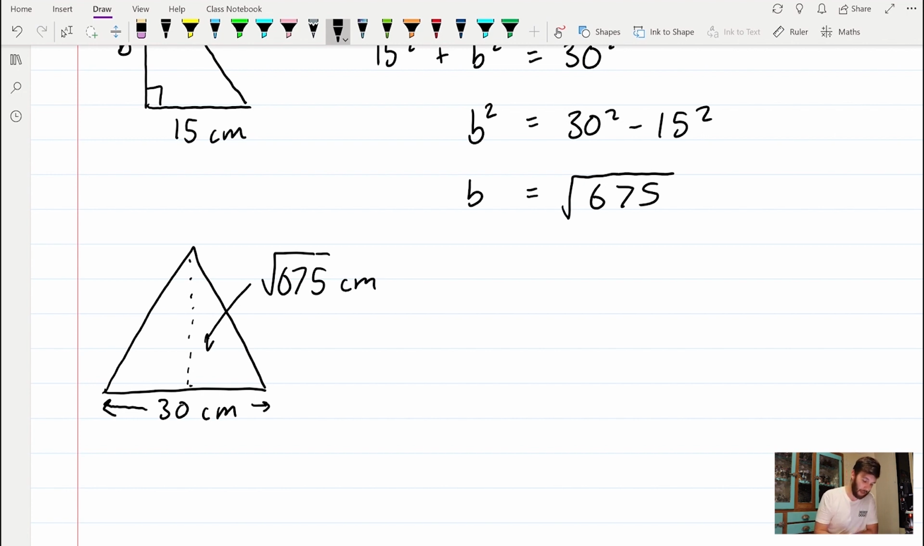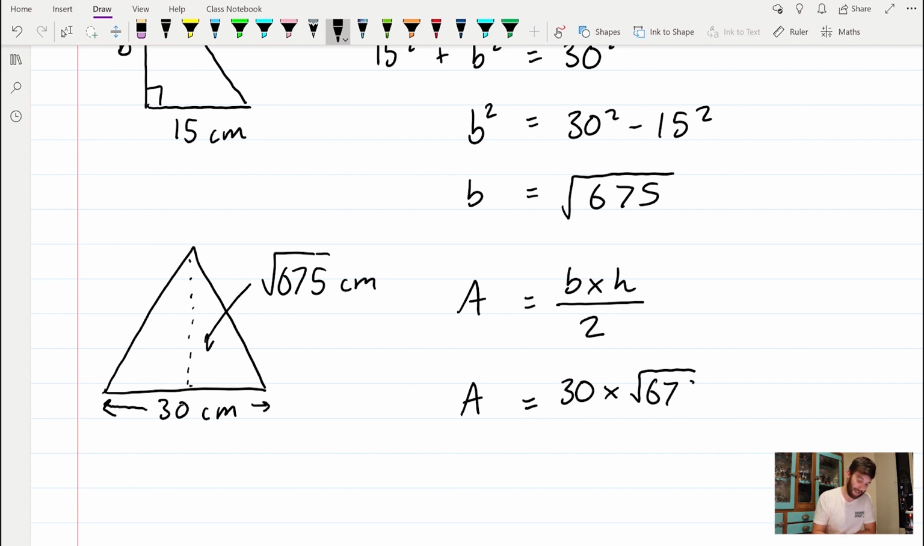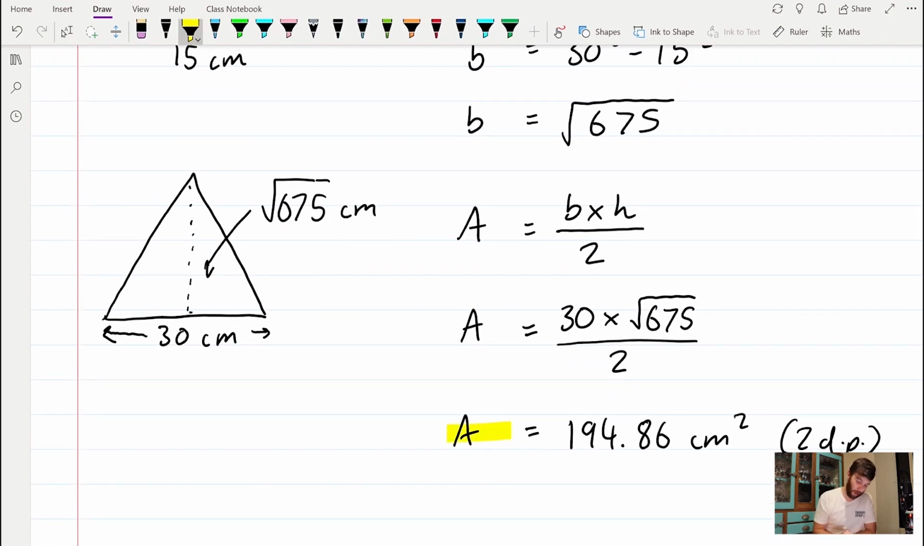So I know that the area of that sign is going to be given by base times height divided by 2. So that area is going to be given by 30, the length of the base, multiplied by the height, which is the square root of 675, divided by 2, which gives me an answer that I've worked out previously of 194.86 centimeters squared to 2 decimal places. So that's my answer. I'll put a nice yellow highlight through that.